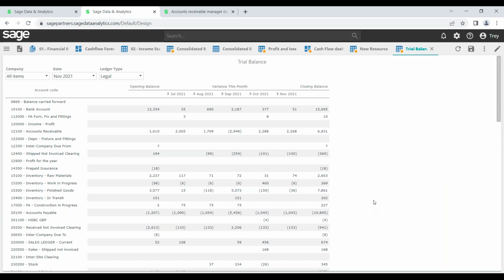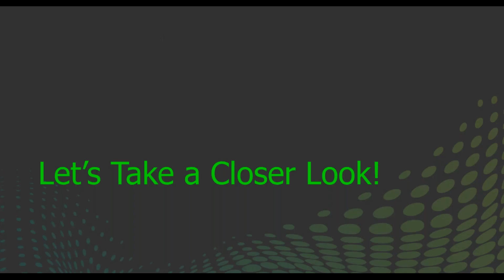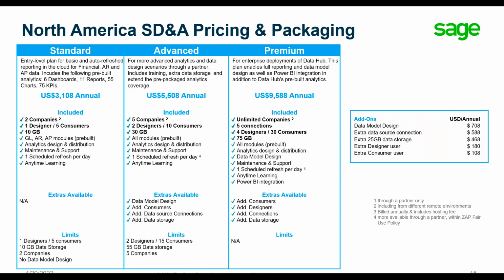I'll actually go back to the slides, and in doing so, allow me to talk a little bit about the packaging and pricing of SD&A, because I know that's always something that people are curious about. So here we are on basically all the information you could possibly want to know about how we price and package Sage Data and Analytics. There are 3 different plans. So there's a standard plan, an advanced plan, and a premium.